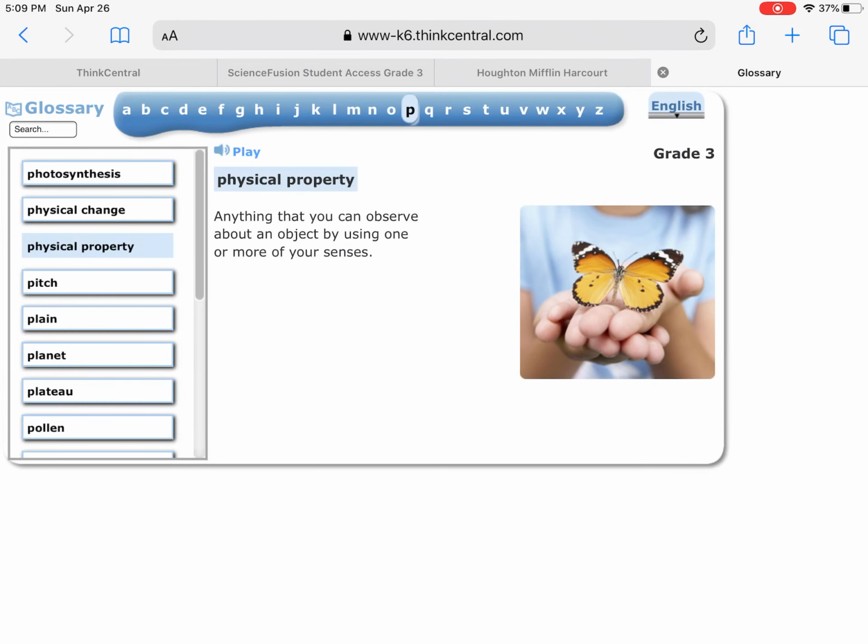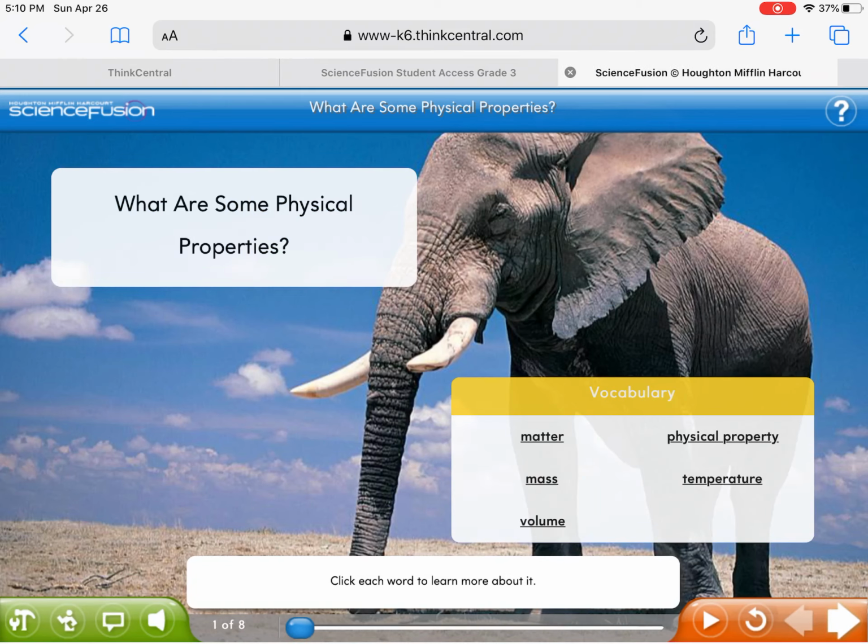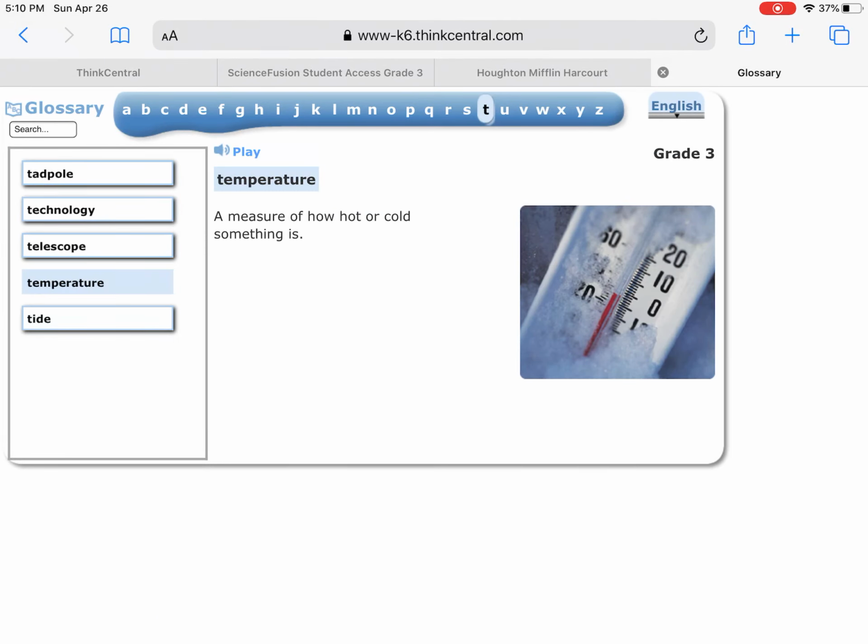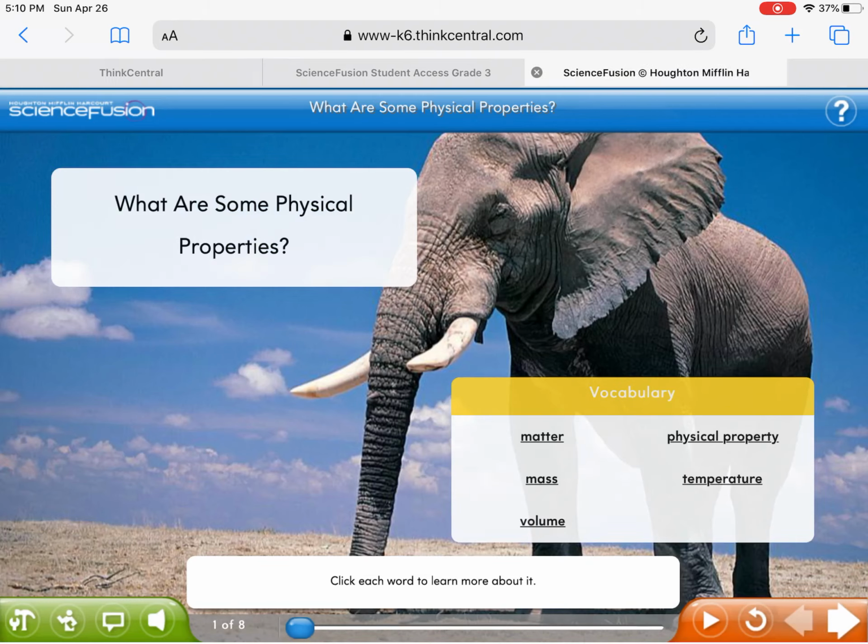Physical property is anything that you can observe about an object by using one or more of your senses. So remember your five senses are sight, hearing, touch, smell, and taste. So if you use any of those to figure something out, it's a physical property. And temperature is a measure of how hot or cold something is.